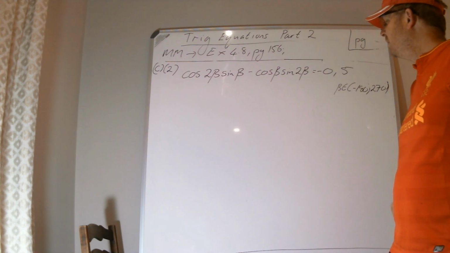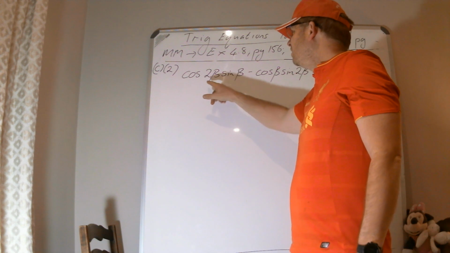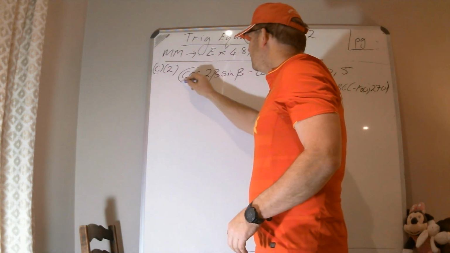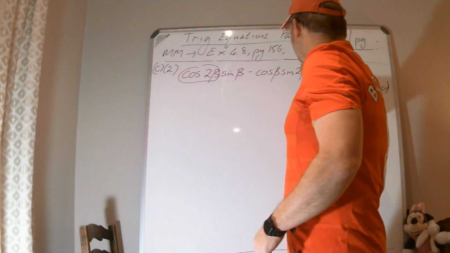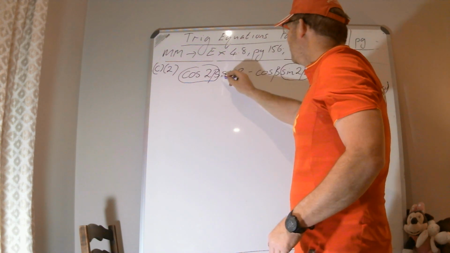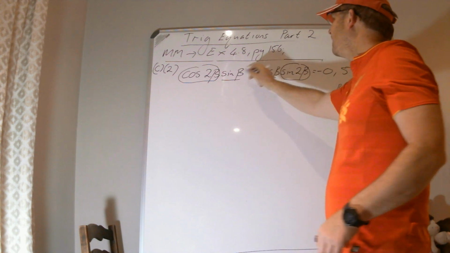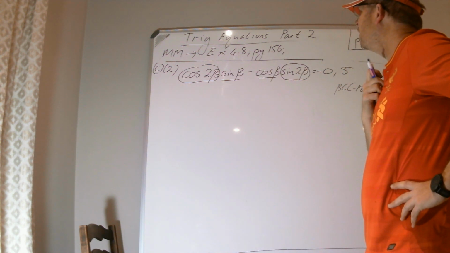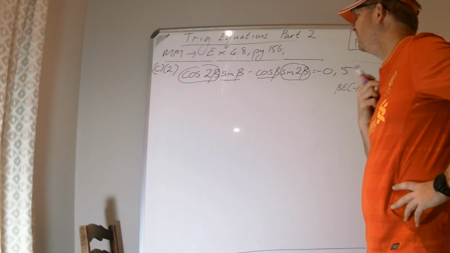So the pattern you've got is you've got cos of an angle in the one term and sine of that angle in the other term, and sine of an angle and cos of the same size angle. So that opens up the possibility of using compound angle formulas.